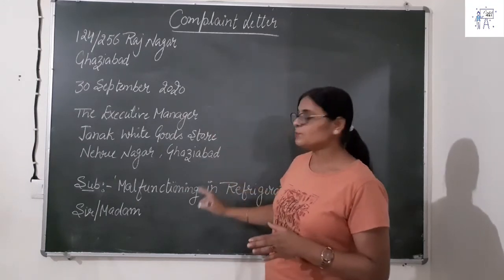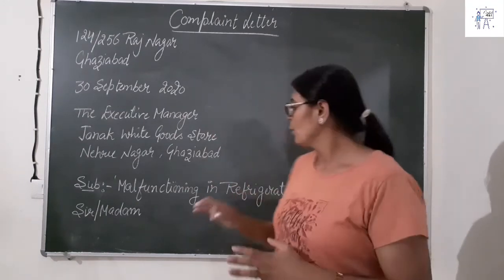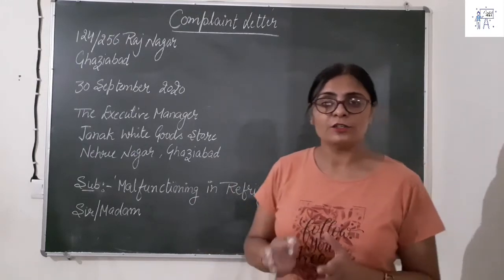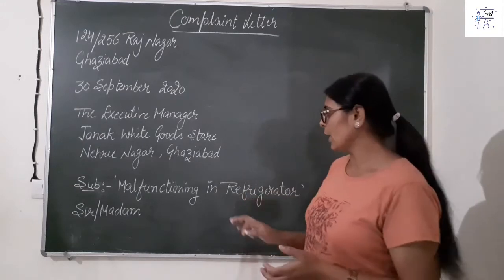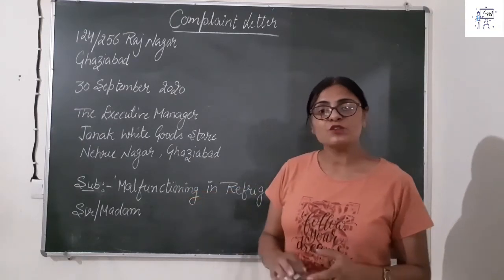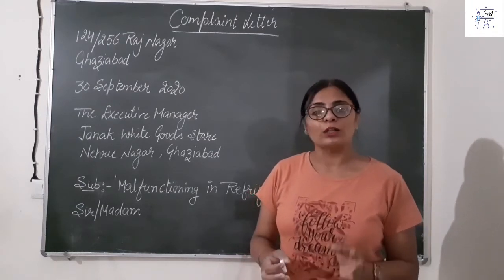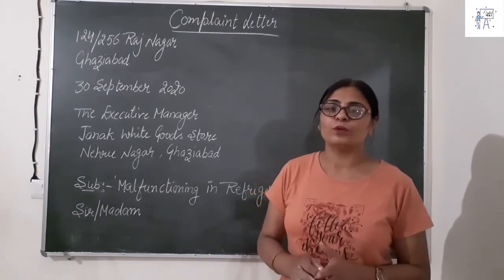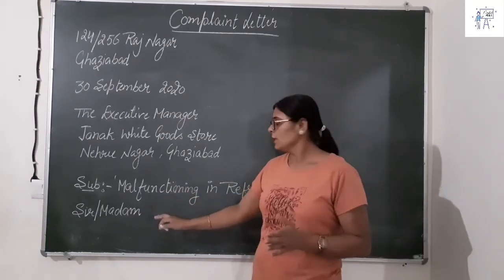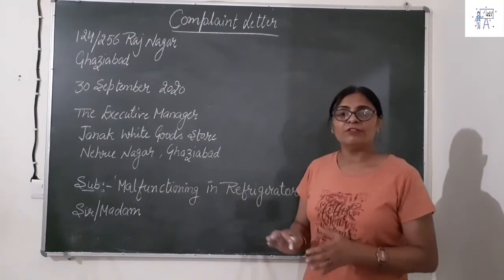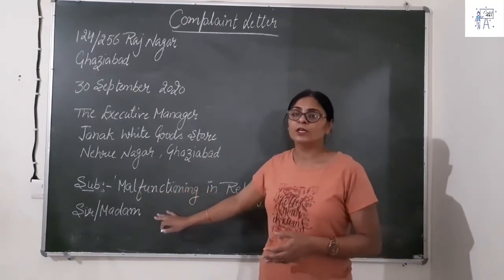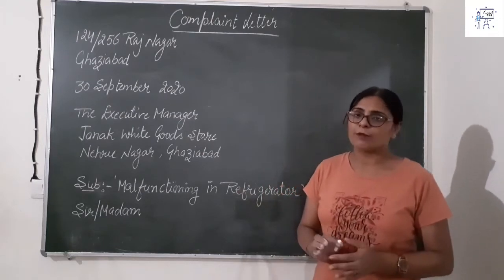Right? After this I have mentioned the subject, because I bought a refrigerator which is creating trouble in freezing. That's why I have written here the word malfunctioning, because it is not working properly, or the functioning of the fridge is not proper. That's why we will call it malfunctioning, right? So I have given the subject: malfunctioning in refrigerator. After the subject I have given the salutation, like sir and madam.